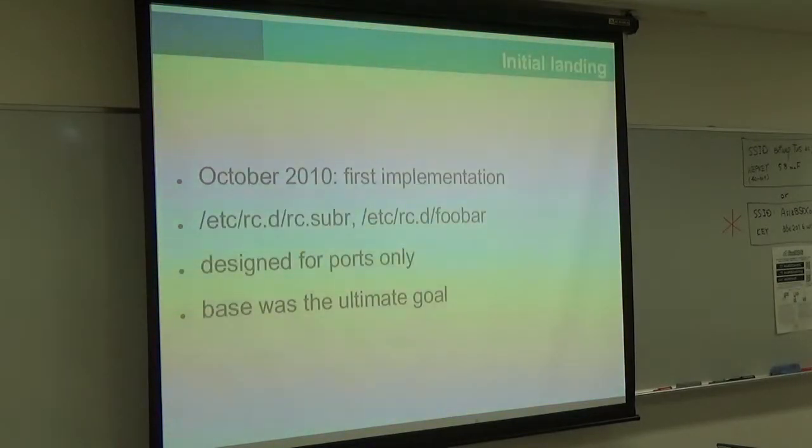So the initial landing of rc.d happened in 2010. It was composed of /etc/rc.d, rc.subr, and of course the rc.d scripts themselves. At the time, it was designed for ports only and not for the base system daemons. The reason for that is that we wanted to be able to actually work on it without breaking anything in base. Of course, base was the unity. That's a nice way to say politics. Yes.